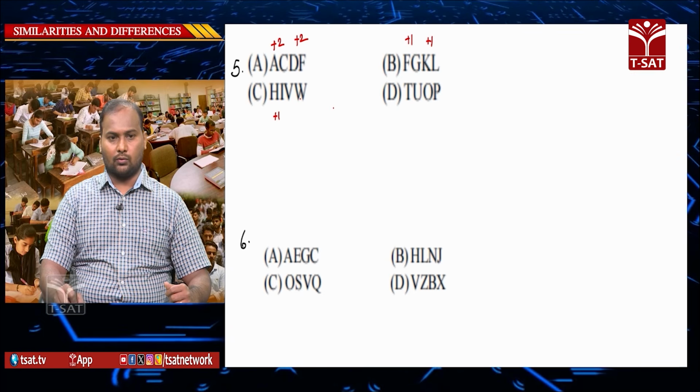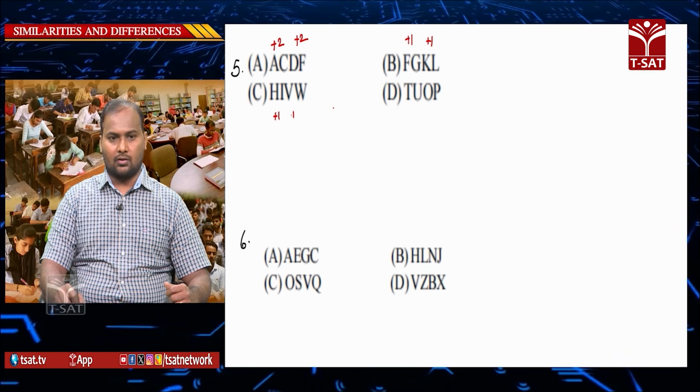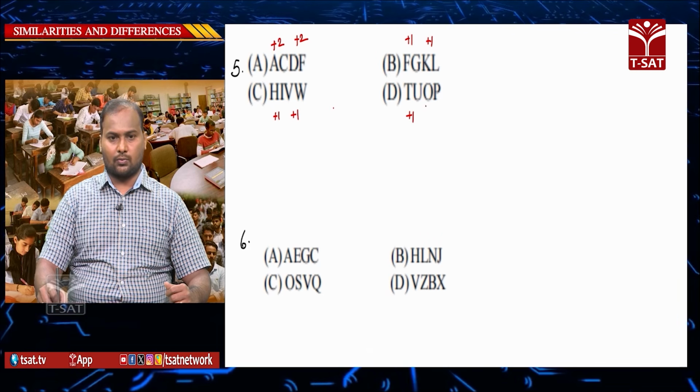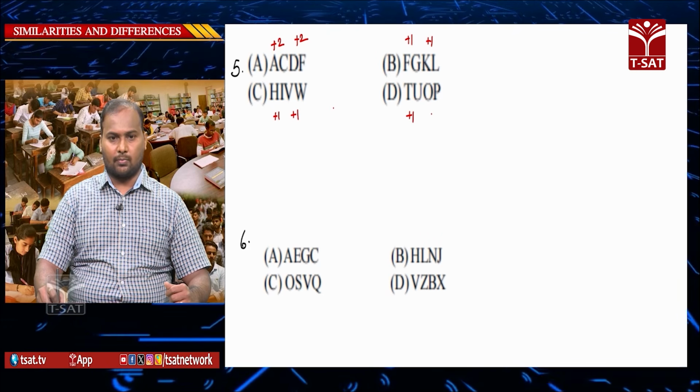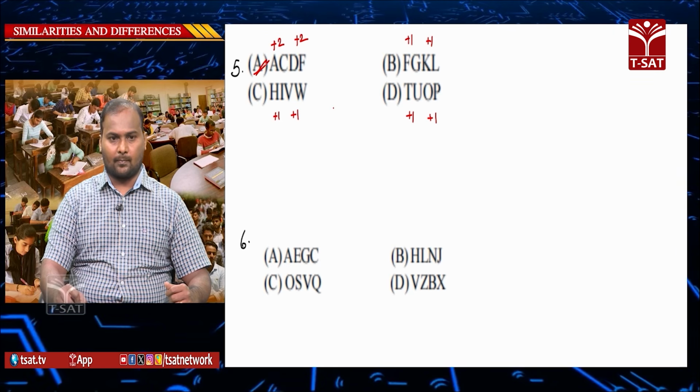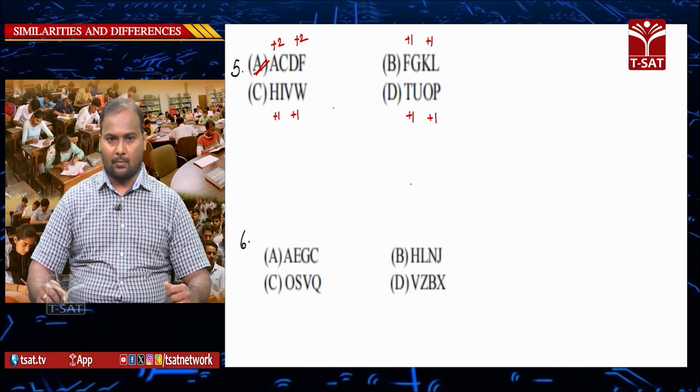V is 22 and W is 23, so it is also plus 1. T is 20, U is 21, so plus 1. O is 15 and P is 16, so it also plus 1. Obviously, our answer is option A, because in the remaining three options, the pattern is plus 1 and plus 1.